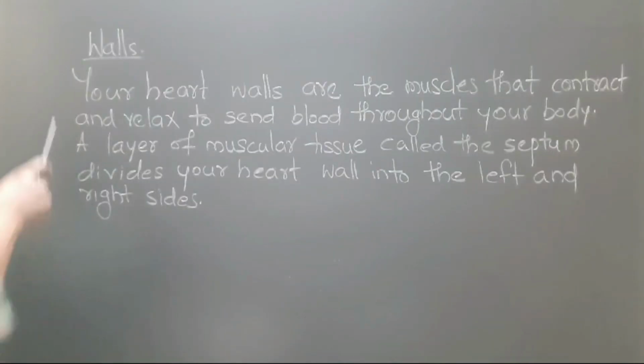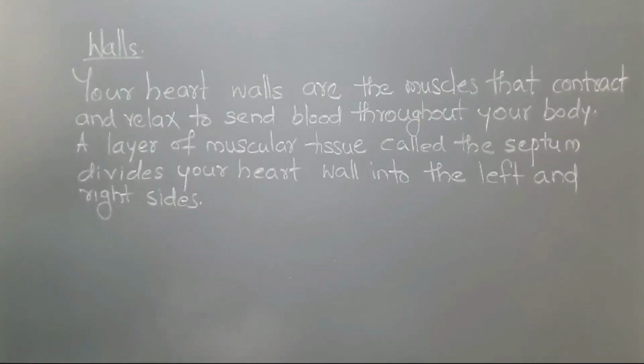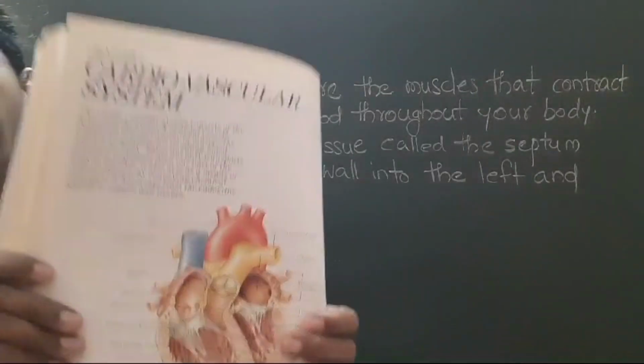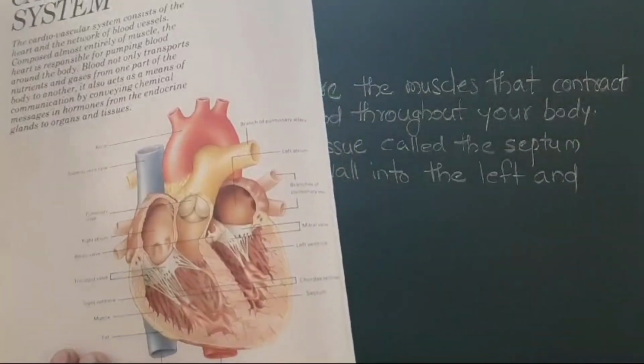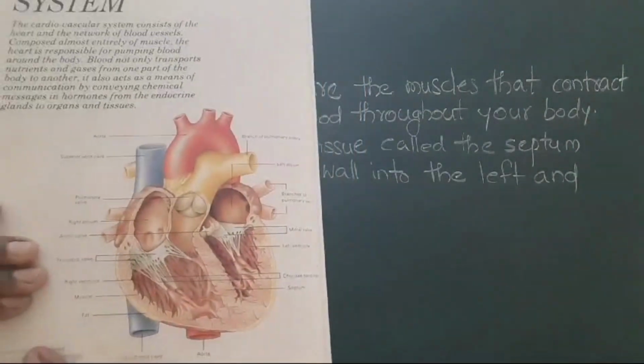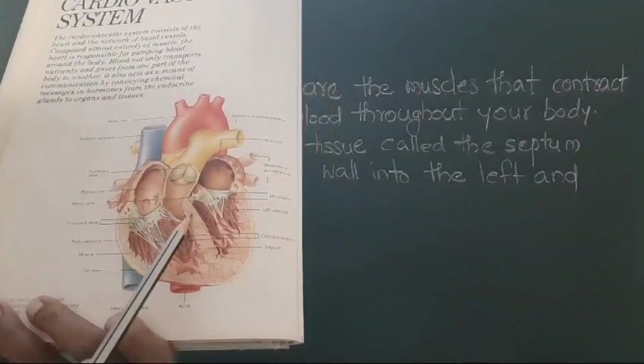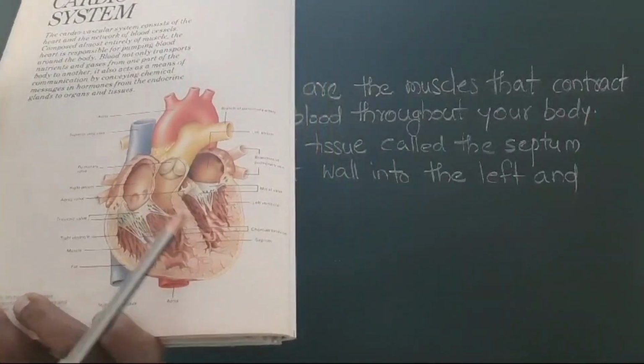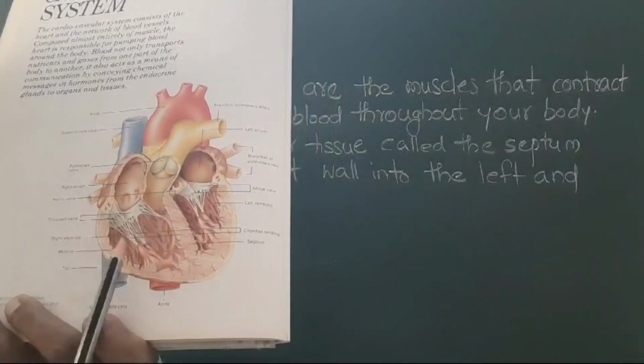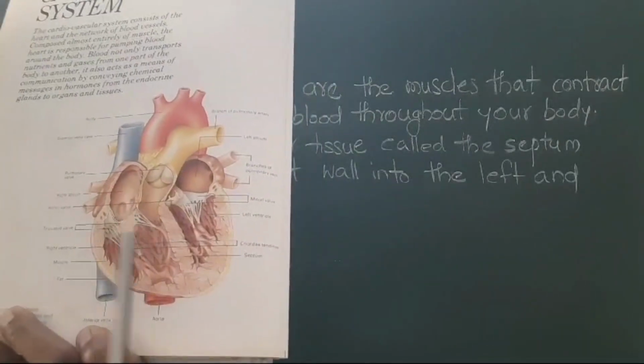The first part is walls. Your heart walls are the muscles that contract and relax to send blood throughout your body. A layer of muscular tissue called the septum divides your heart wall into the left and right sides. Now you see here, this is how the heart looks. Can you see this part? This is called the septum. This septum divides the heart into left and right.